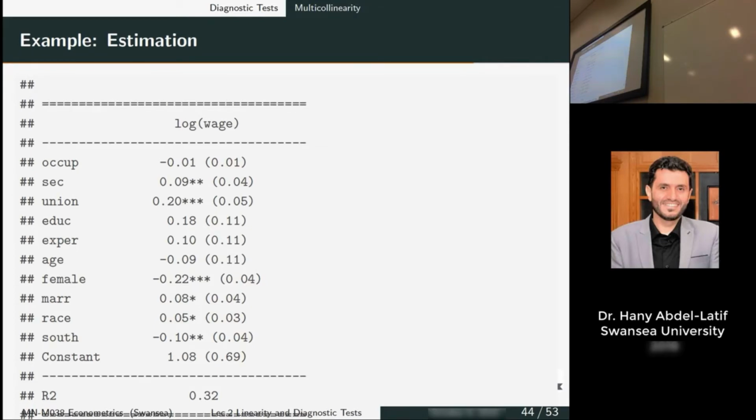And remember, with cross-section data, we look at these individuals at one point in time. So you don't pick up the variation over time, you're actually looking at the variation across units at the same point in time, which is very difficult. There's so much of the variation you're not picking up because of that.